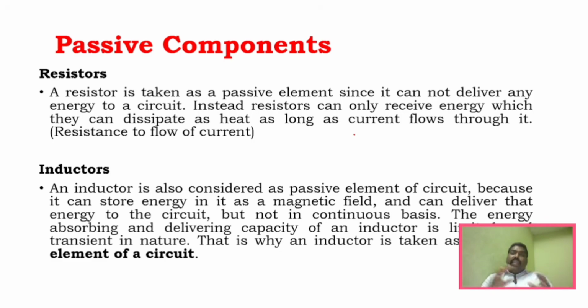And when it comes to an inductor, we represent the inductor like this, whereas a resistor we represent like this. An inductor is a passive element which stores the energy in the form of a magnetic field, right? It absorbs and delivers, but the capacity of an inductor to deliver energy is limited, and also it is very transient in nature. It changes accordingly, right? And it only receives the energy and stores the energy, right? And that is why an inductor is called a passive electrical component.